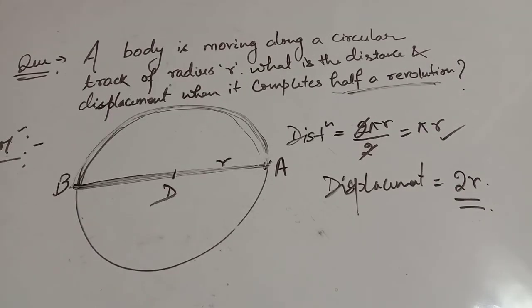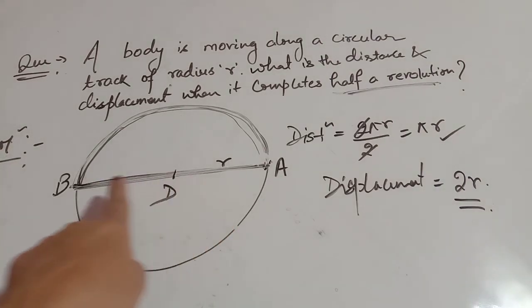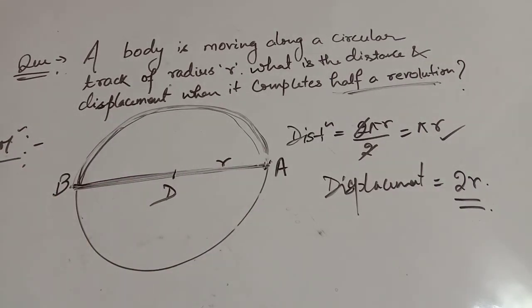Remember, distance is the actual length of the path travelled by the object, whereas displacement is the shortest distance between the initial and final position of the object.